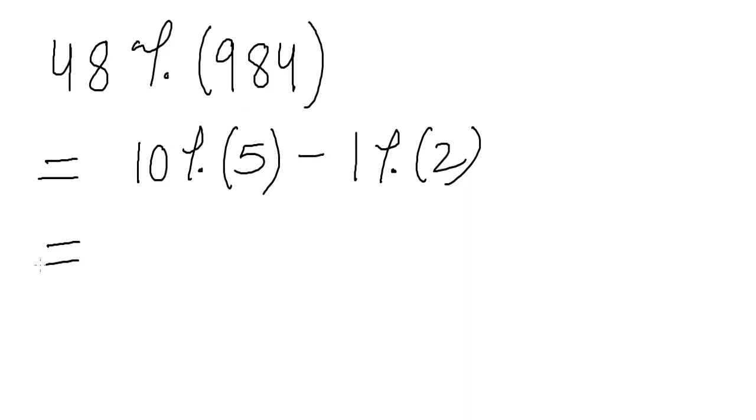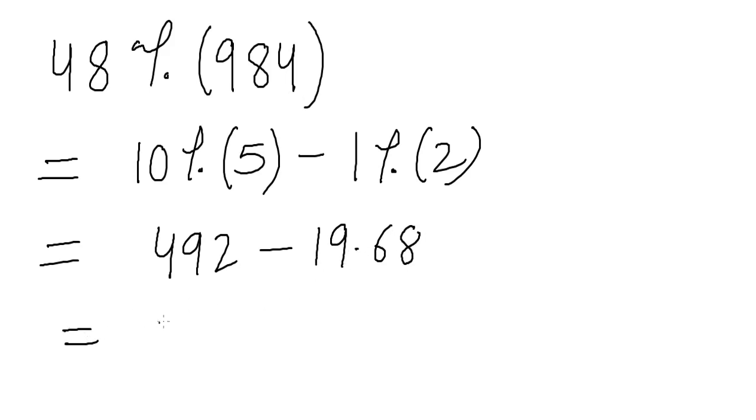And see, for this sum, 50% of 984 will be half of it, which will be 492. Then 1% into 2, which will be 9.84 into 2, which will be 19.68. And on subtracting these two, we get the value as 472.32. So in the exam, if you use this method, you can do this calculation in probably 5 seconds rather than the conventional method, which will consume a lot of time.